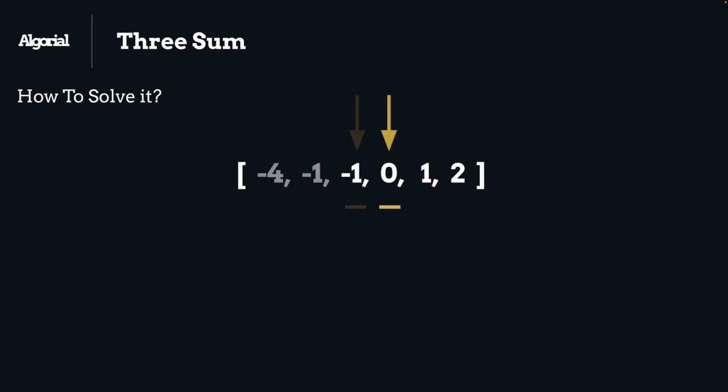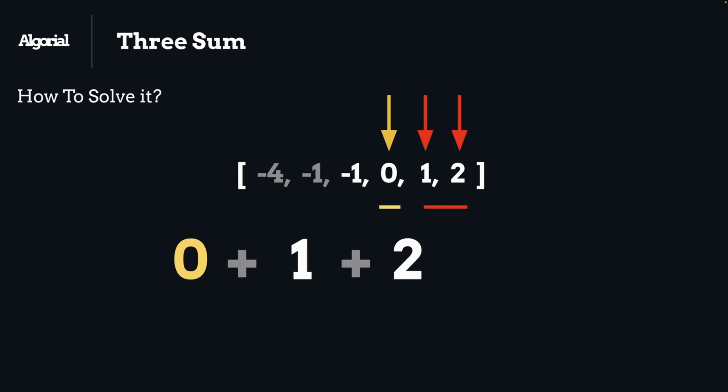So we will move forward with our base pointer and then we place the other 2 pointers in our array like so. Now, as usual, first we have a sum check again. 0 plus 1 plus 2 will give us 3. Now, as you can see, the sum is bigger than 0 this time. That means that we need to decrease the right pointer for this.